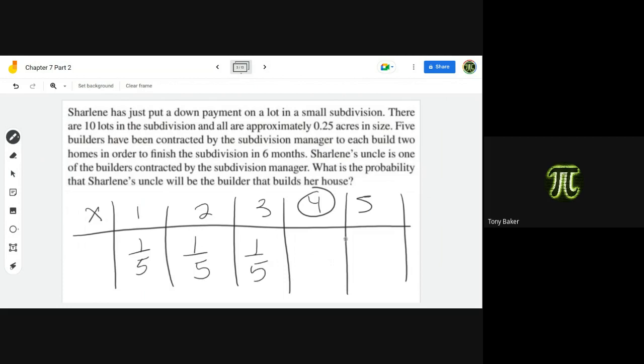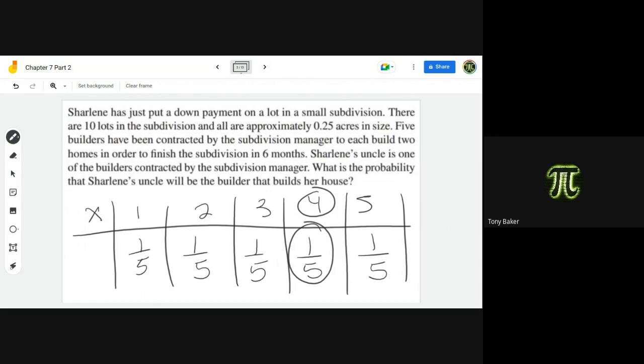So that's 1/5. 2 is going to be 1/5. 3 is going to be 1/5. 4 is going to be 1/5. 5 is going to be 1/5. Is that a probability distribution? Are they all between 0 and 1? Do they add up to 1 if you add them all up? Yes. Okay. What's the probability that Charlene's uncle is going to be the builder of her house? 1 in 5. 1/5. That's the answer.